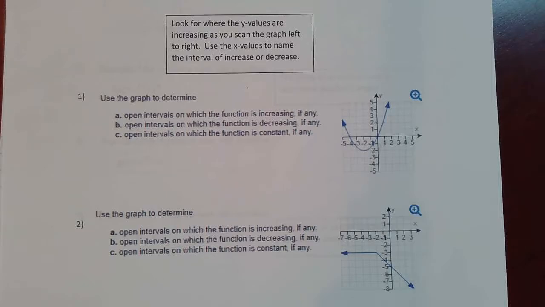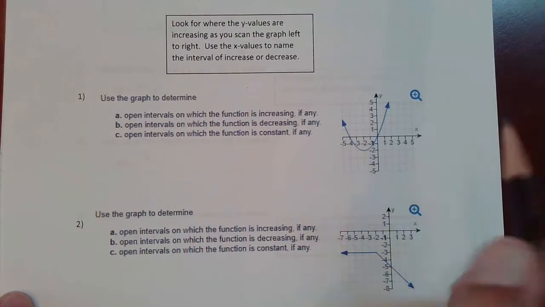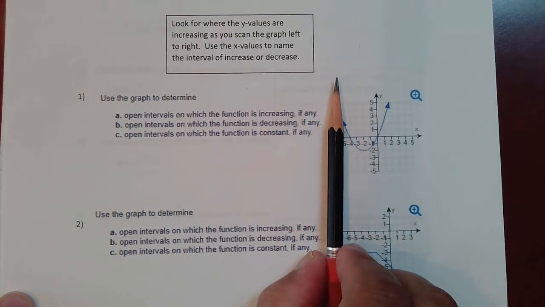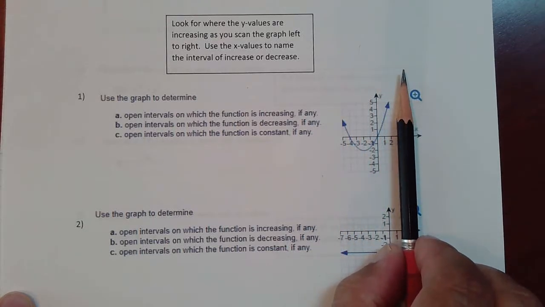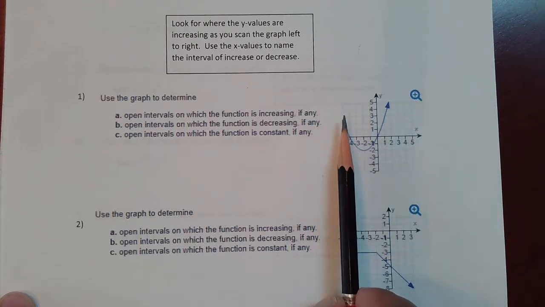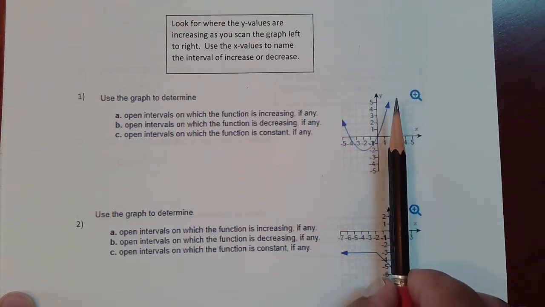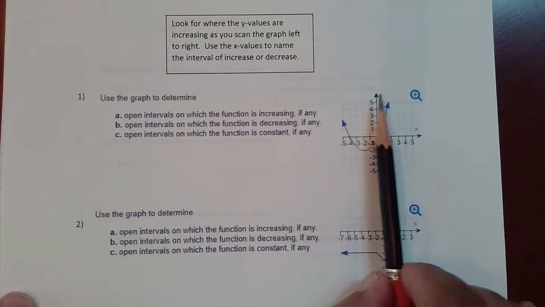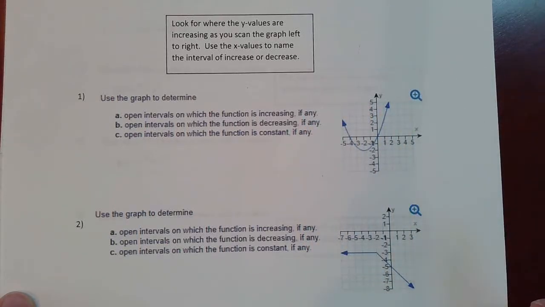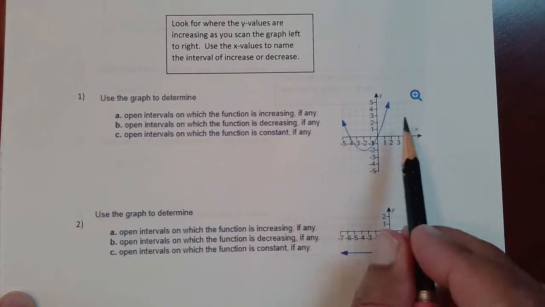Open intervals on which the function is increasing. Okay, remember, you're scanning this graph from left to right, and you're looking for either sections of the graph that are going down, that's called decreasing, or sections of the graph that are going up, that's increasing, or sections that are flat, which would be called constant. So you see there are no flat pieces.